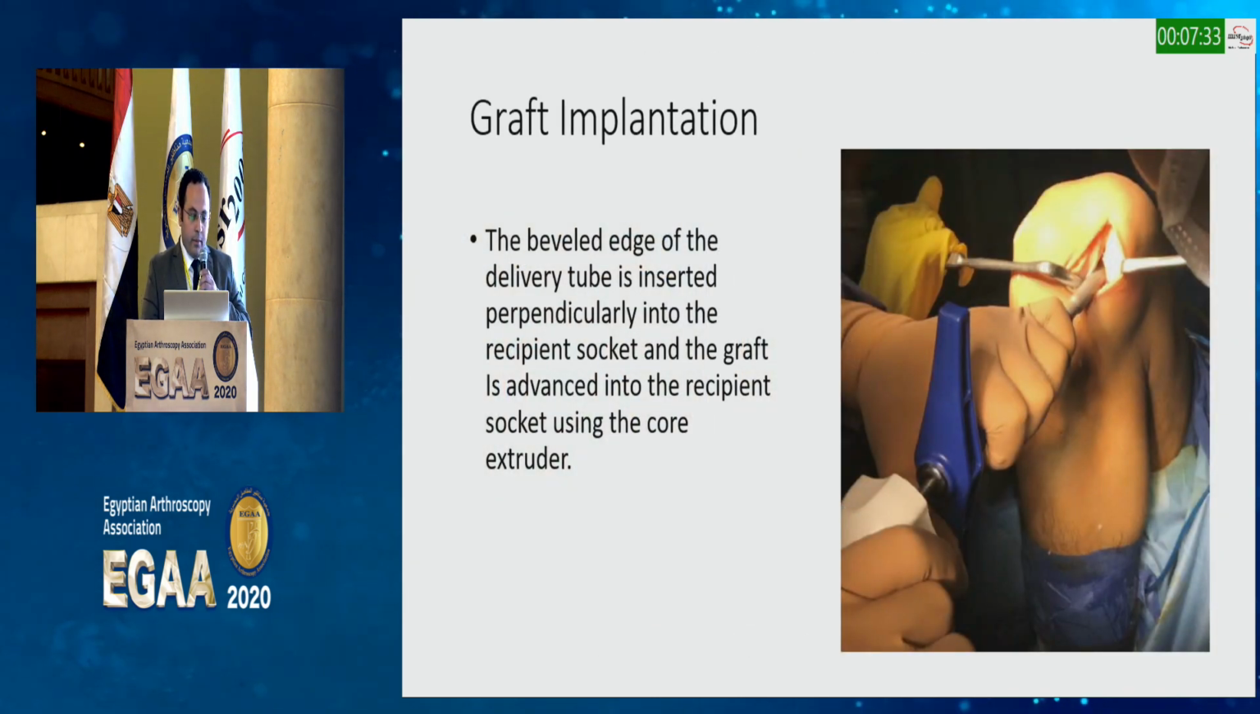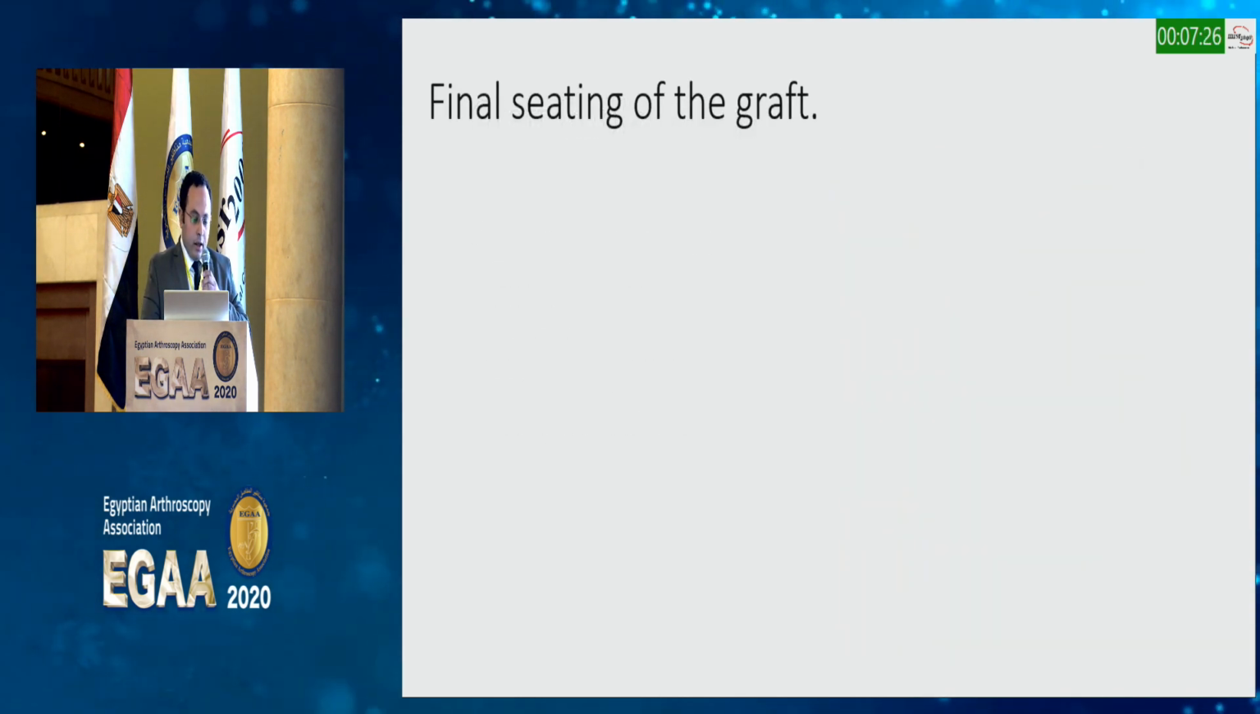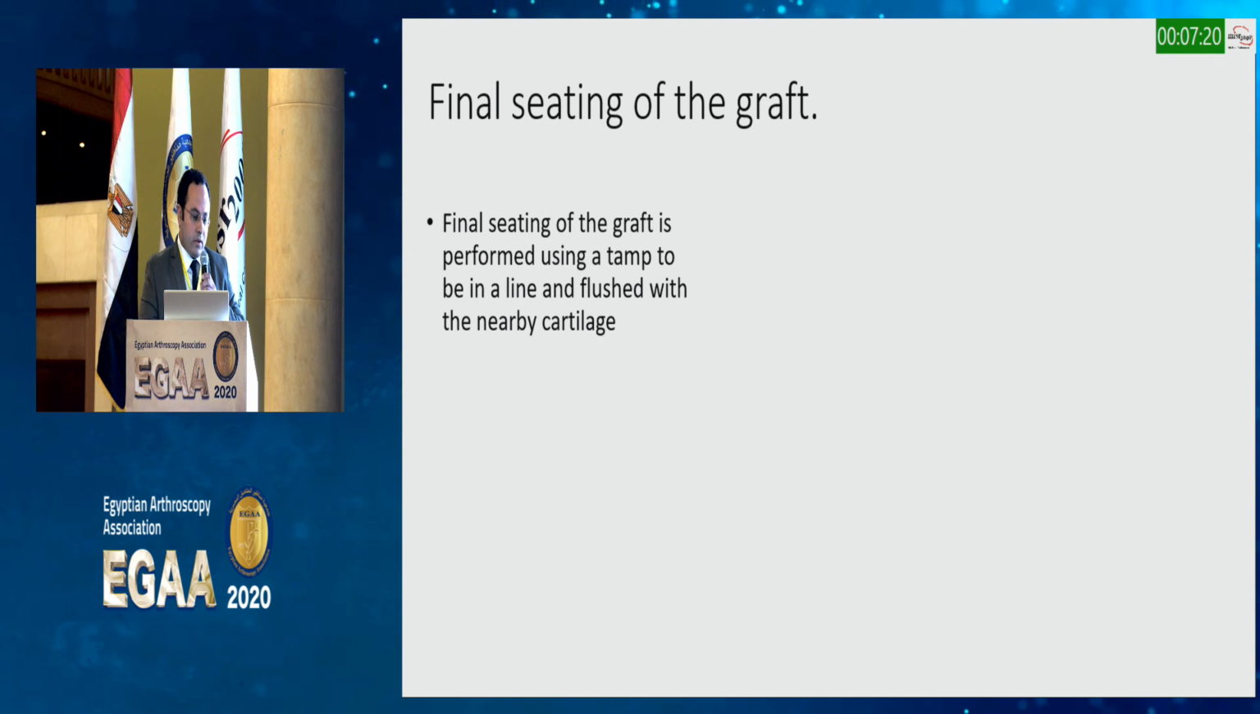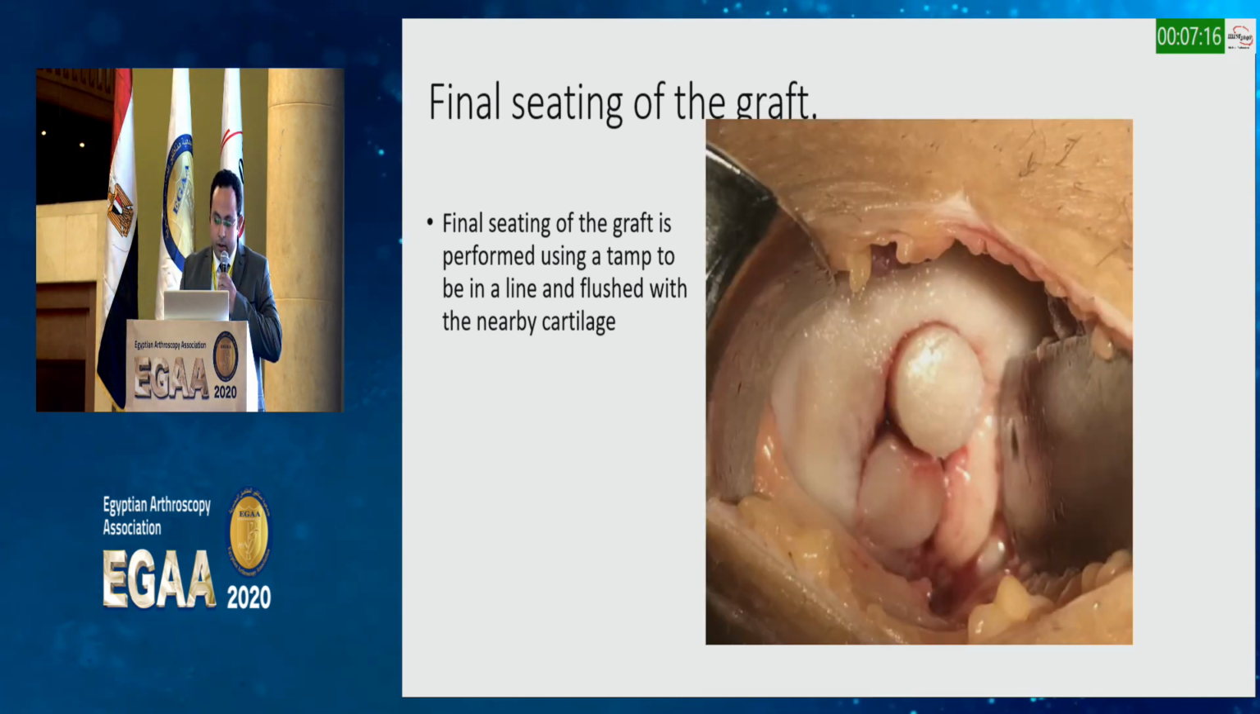Graft implantation: the beveled edge of the delivery tube is inserted perpendicular into the recipient socket, and the graft is advanced into its recipient socket. Final seating of the graft is performed using a tamp to be aligned and flush with the nearby cartilage.